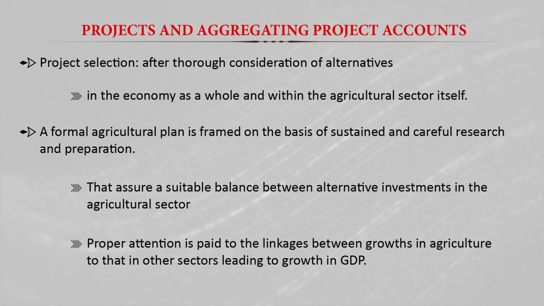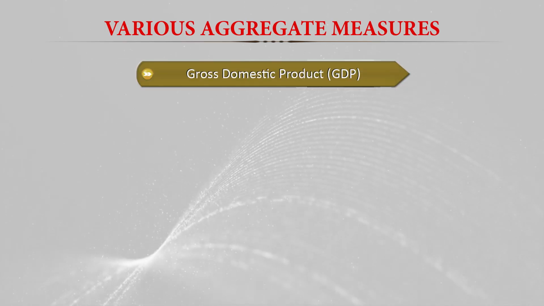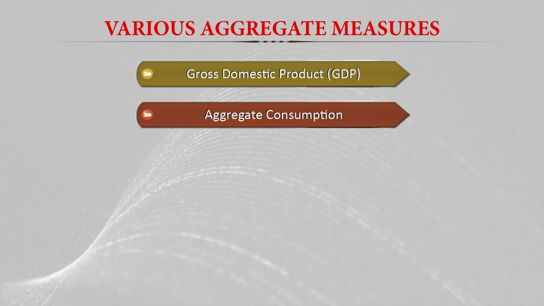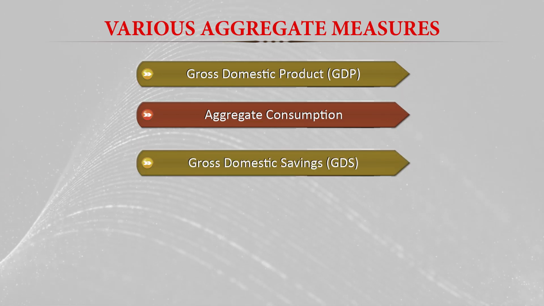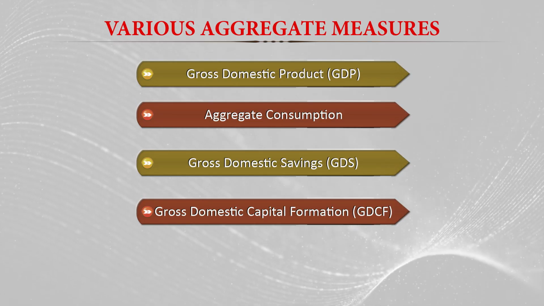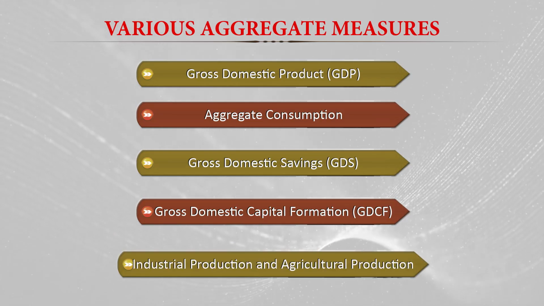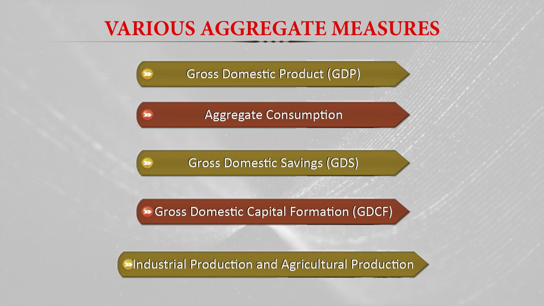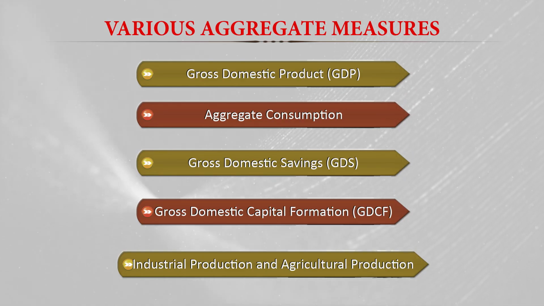There are various aggregate measures of the national income, like gross domestic product, aggregate consumption, gross domestic saving, gross domestic capital formation, and then industrial production or aggregate production. These are the different aggregate measures of the national income, you can say.